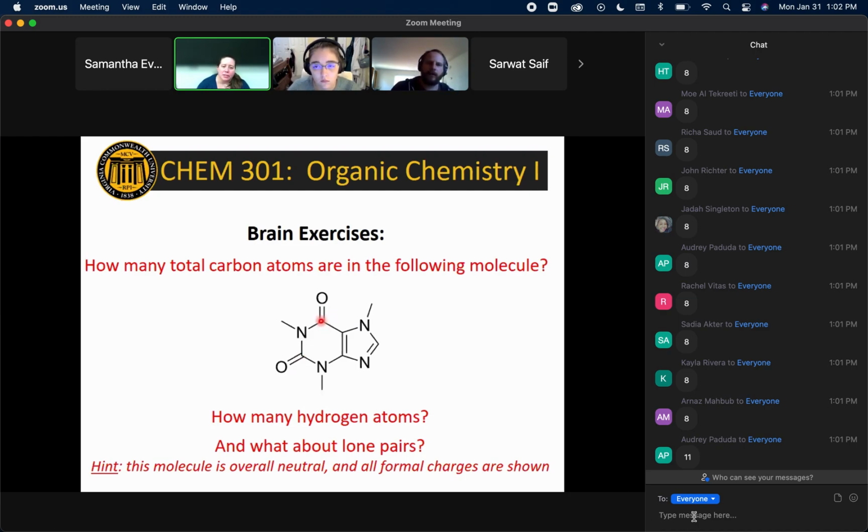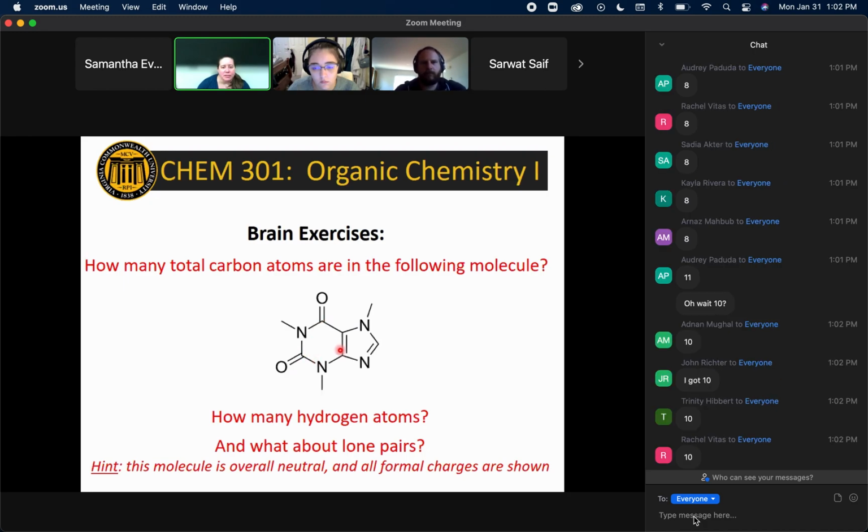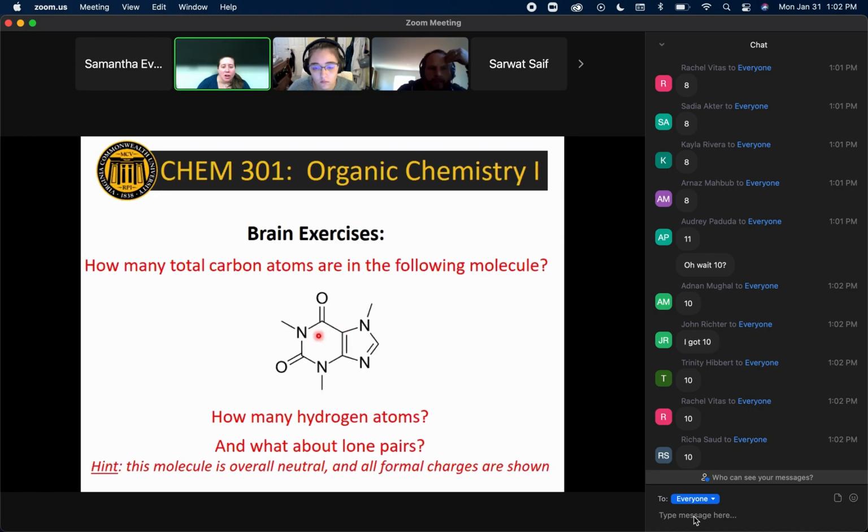So for example, the carbon where my laser pointer is has 4 bonds to it already, so it has no hydrogen atoms. Same thing for this carbon and this carbon and this carbon. Also same thing for all these nitrogens. Yeah, so you guys are getting the right answer. I see the answer coming through in the chat box. There are 10 hydrogen atoms.